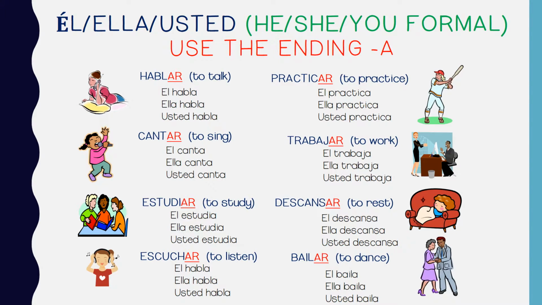When speaking about él, ella, or usted, which means he, she, or the formal way of saying you, we are going to take off the AR and we are going to add the A ending. So for hablar, we would take off AR, and when we add A, now we have habla. Él habla, he talks. Ella habla, she talks. Usted habla, you talk in the formal way of you.